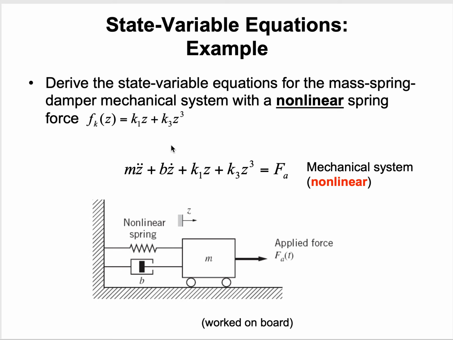Remember the state variable equation example. Remember, we have done it on the board. That's a nonlinear system due to the nonlinear stiffness of the spring. And remember, we defined our state variables as the displacement and the velocity of the mass, which are z and z dot. We call them x1 and x2, and we derived our equation in the form x dot is equal to f of x and u.